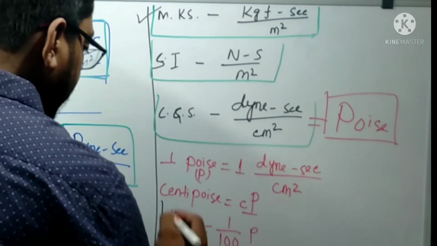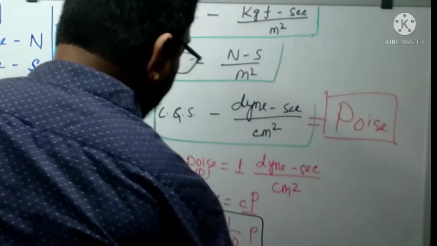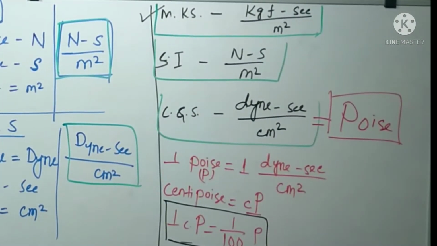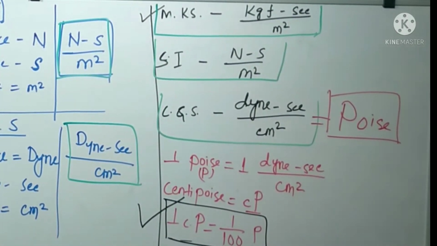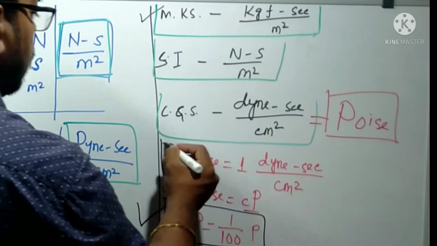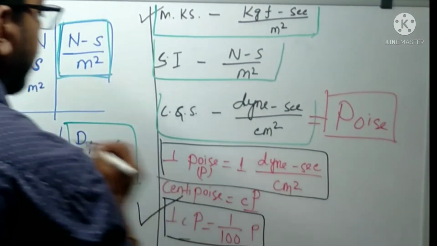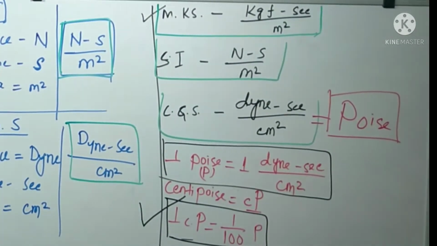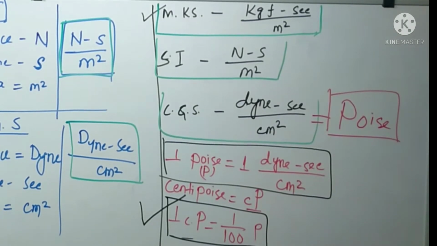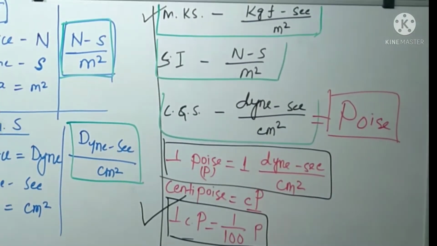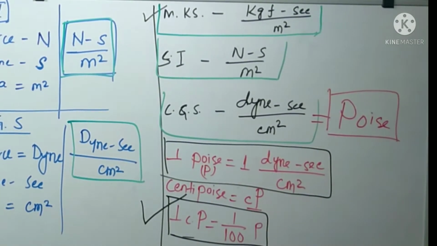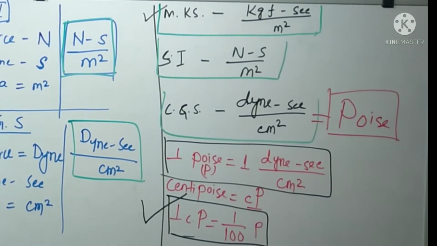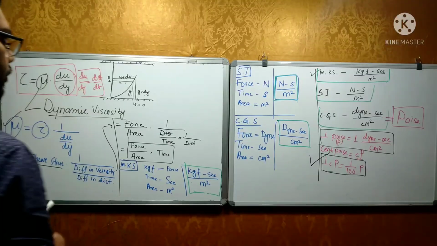This conversion is very important. 1 centipoise is equal to 1 by 100 poise, and 1 poise is equal to 1 dyne second per centimeter square. This is the CGS unit of dynamic viscosity. These are all the units. Now we will understand the conversion of MKS unit to CGS unit of dynamic viscosity.